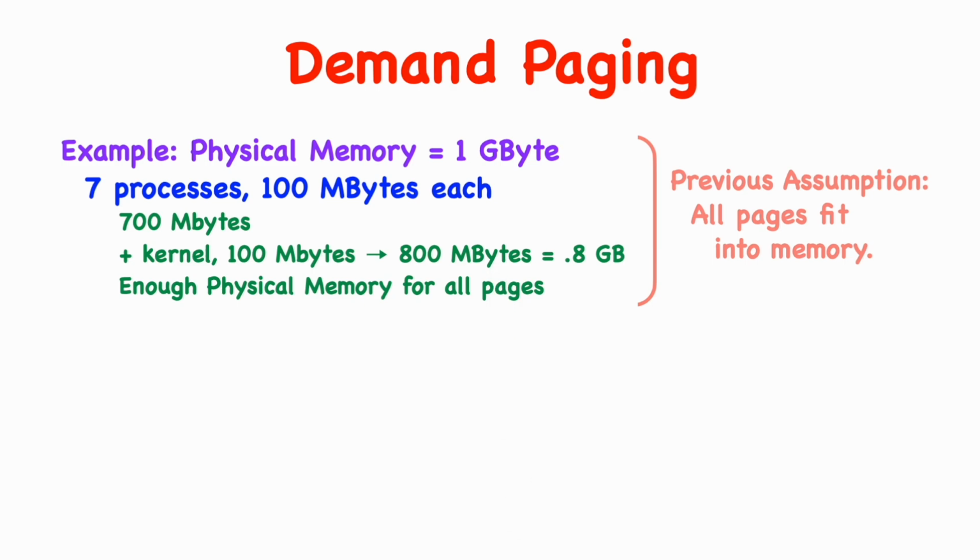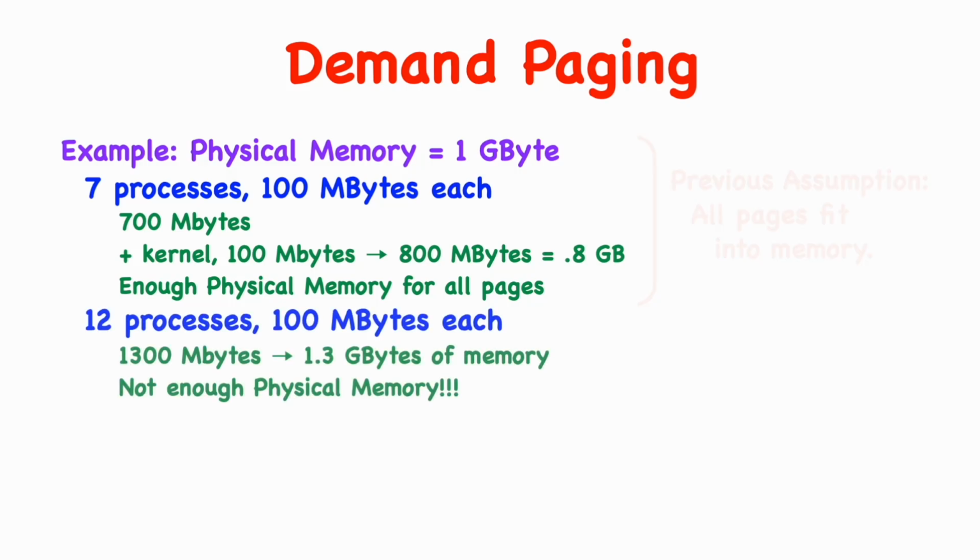And by the way, in this discussion of demand paging, let's ignore megapages. That's a completely separate, unrelated issue to what we're getting into here. So 800 megabytes is less than 1 gigabyte, which is what we have to work with, so we're okay. Everything will fit into memory. This is the assumption that we've made so far, that there is enough physical memory so that every virtual page can be mapped into a physical page of memory.